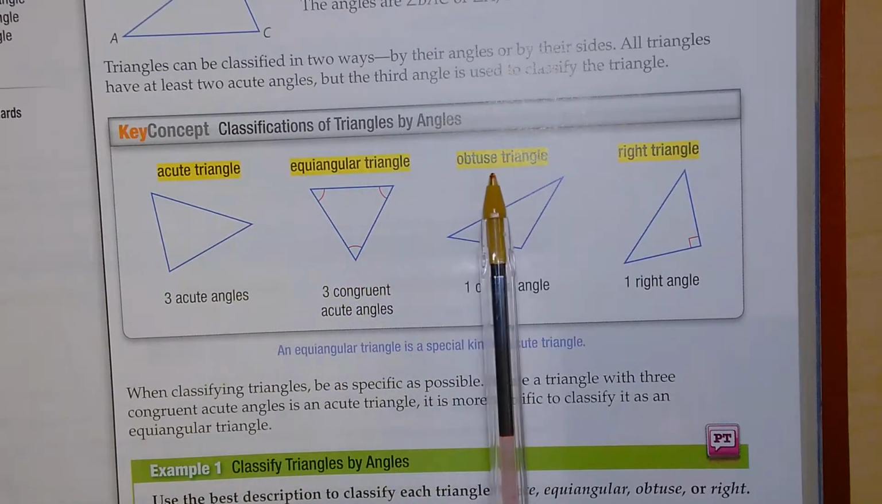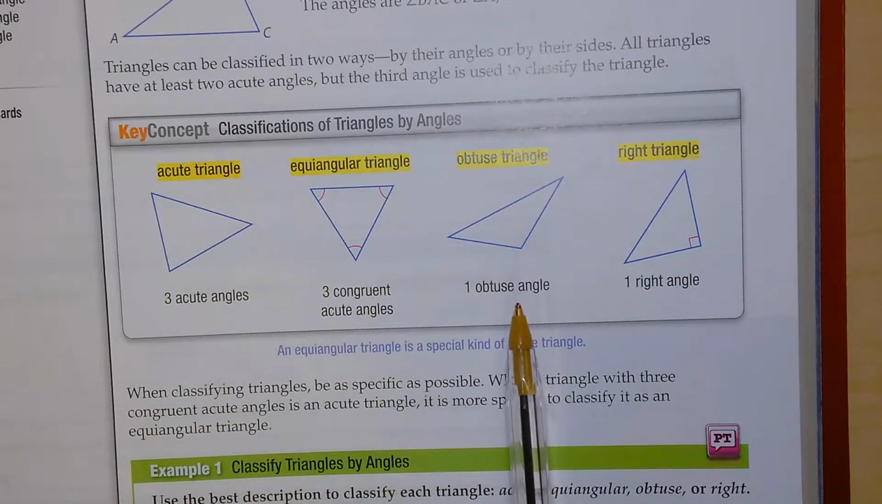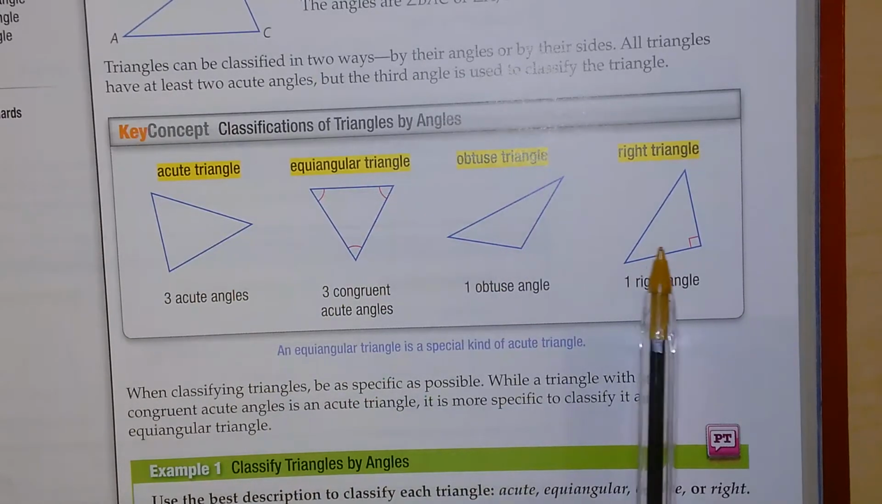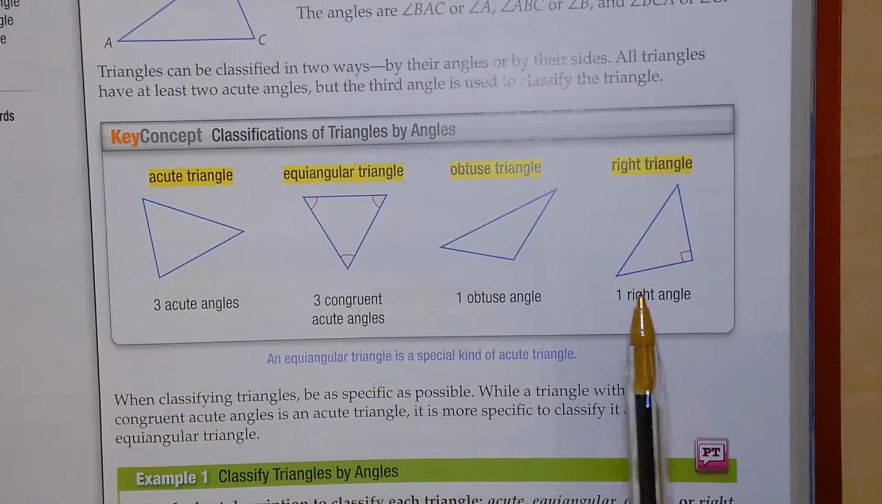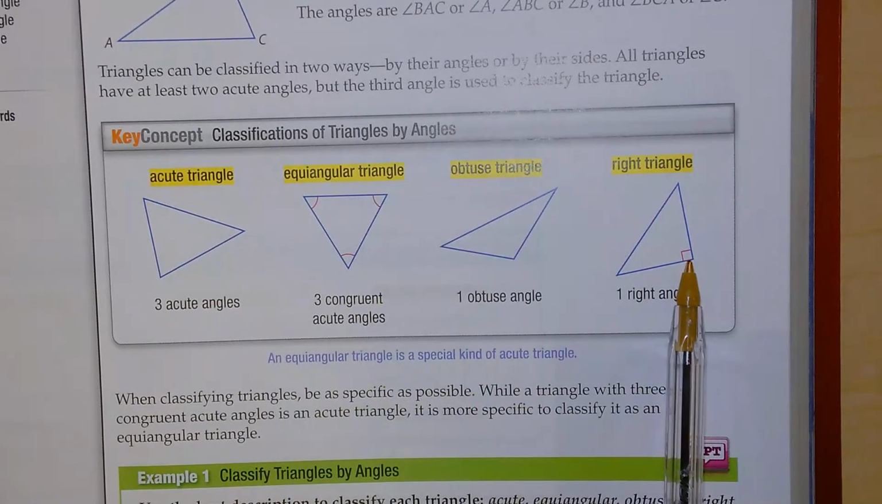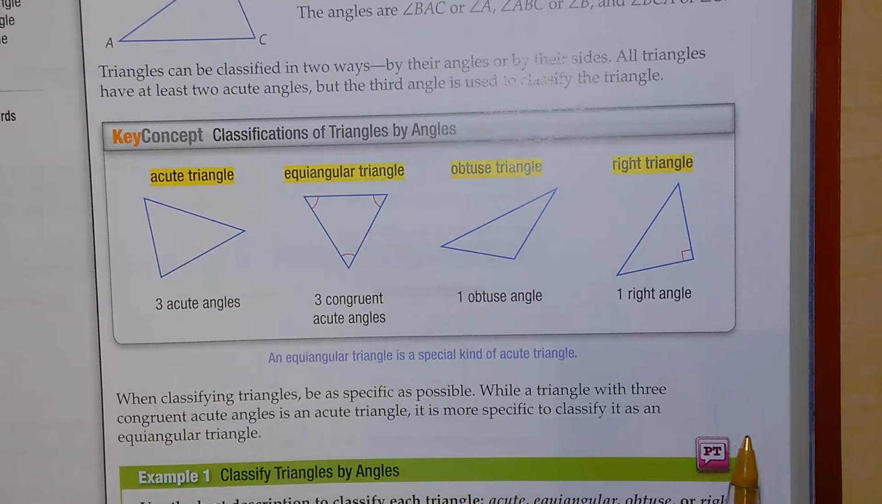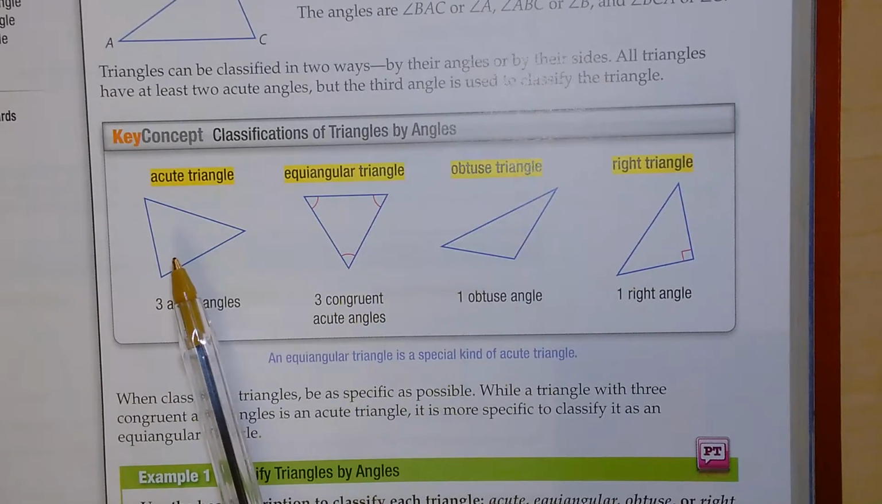And then in an obtuse triangle, you have one obtuse angle. You can't have more than one obtuse angle or your triangle will add up to more than 180, so there will only be one and the other two will be acute. And then you can also have a right triangle, and again, you can only have one right angle, because if you have more than one right angle, you'd be adding up to more than 180. So these are the four triangle names by angles.